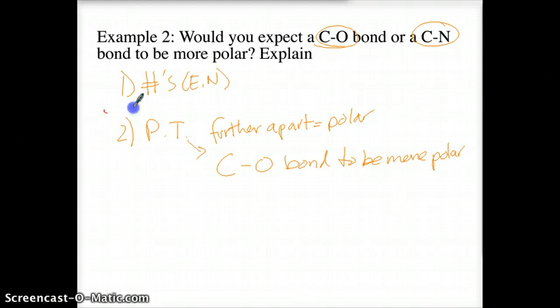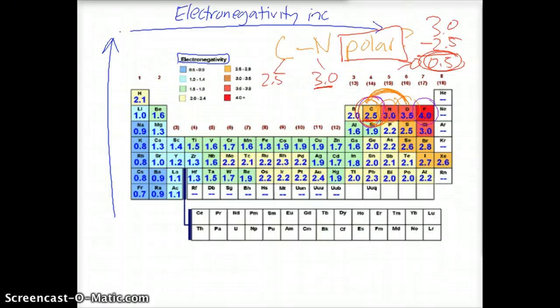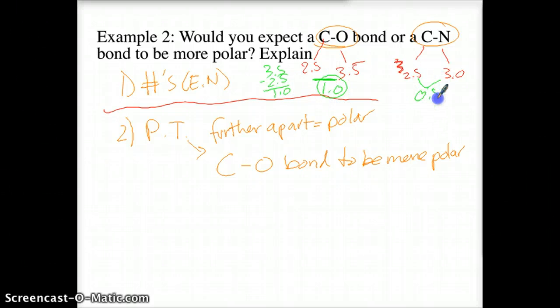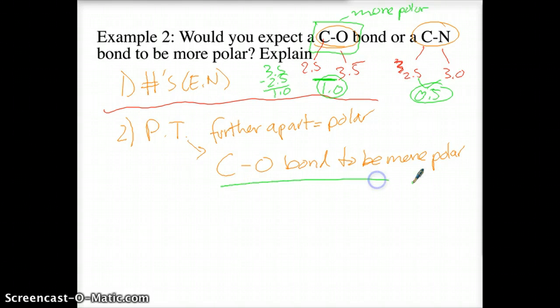Let's prove it by getting the numbers. So carbon, electronegativity, we should have it kind of known by now, 2.5. For O, 3.5. Here we have carbon 2.5, and for nitrogen 3.0. So let's get the difference between these two. Difference between these two numbers, 3.5 minus 2.5 is 1.0. And here the difference between these is 0.5. So clearly, CO has a bigger electronegativity difference, so it's going to be more polar, which is exactly what we predicted just using the periodic table.